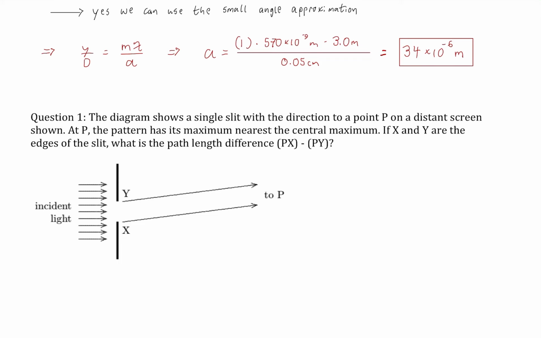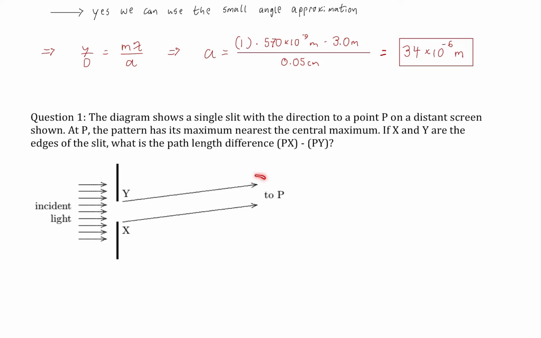Question 1. The diagram shows a single slit with the direction to a point P on a distant screen shown. At P, the pattern has its maximum nearest the central minimum. Just like the previous example. If X and Y are the edges of the slit, what is the path length difference PX minus PY? They're on the far edges.